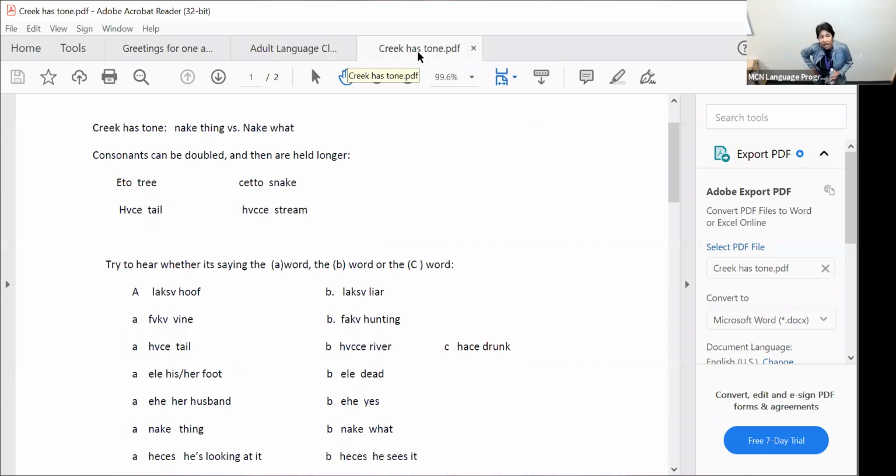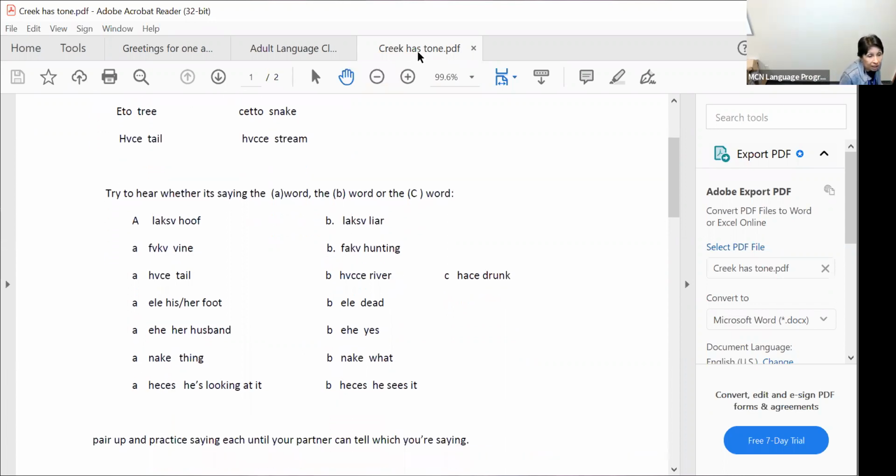A vine. This is something that you really have to watch your pronunciation on right here. Faga. Faga is a vine. Faga is hunting. Hear that sound? Faga is a vine, but they kind of sound the same. Faga is hunting.